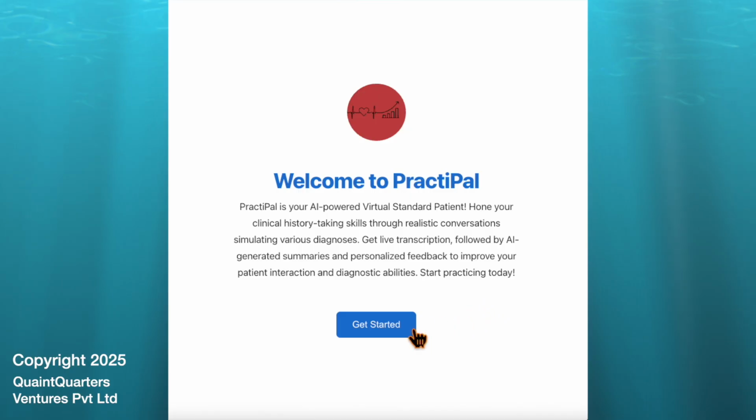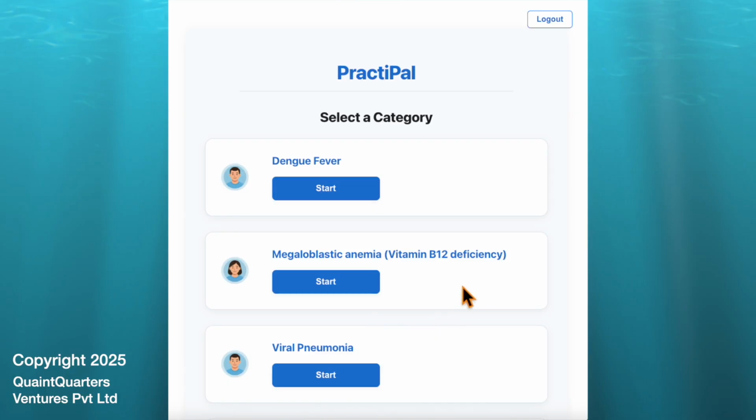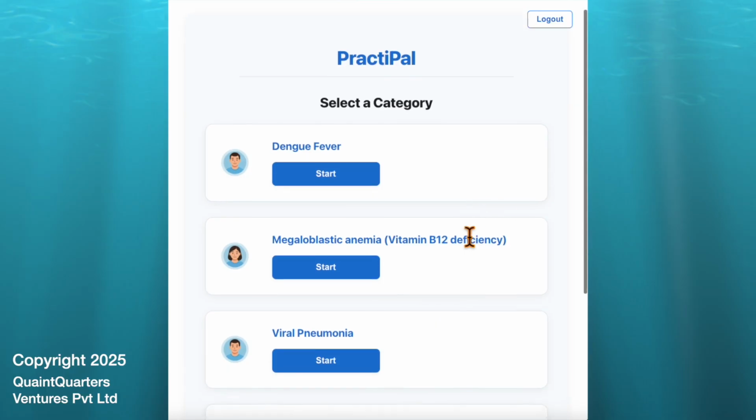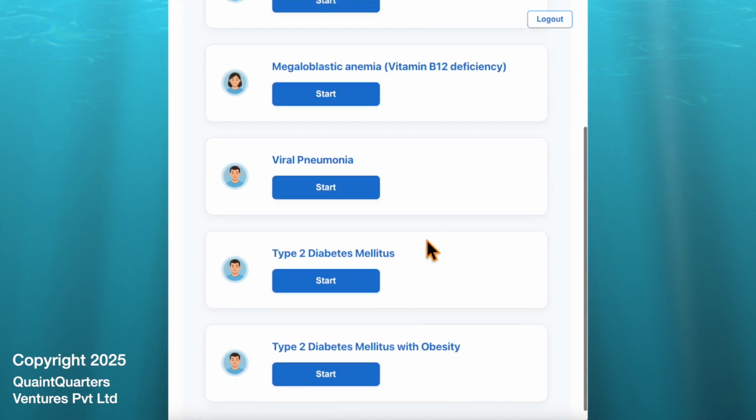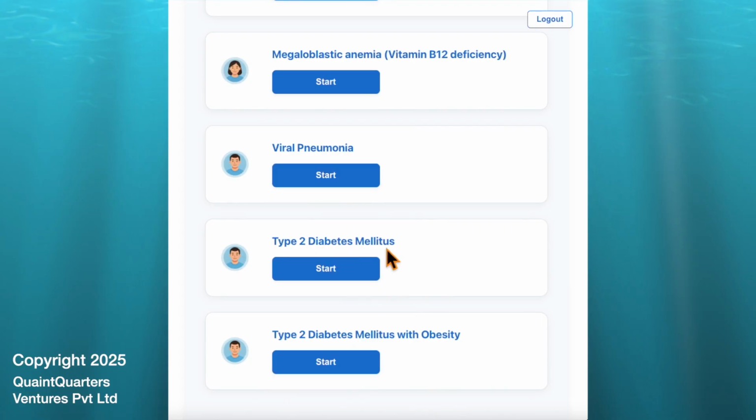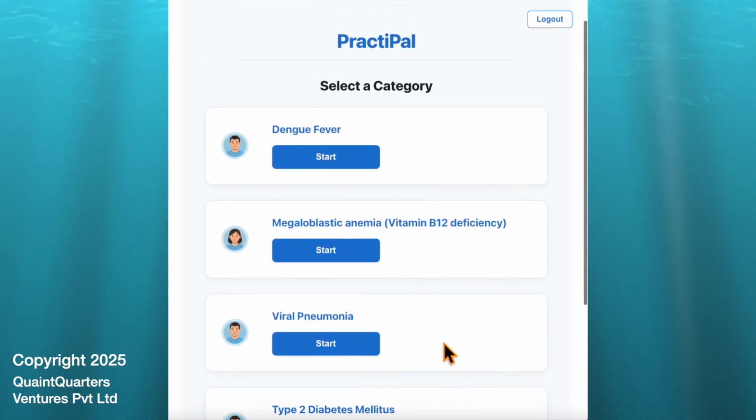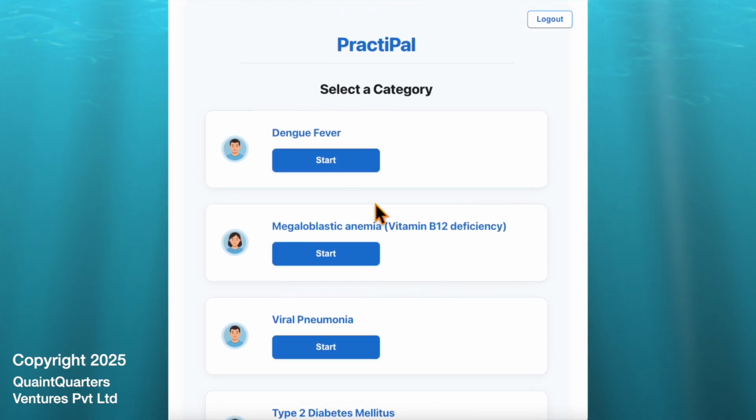So let's get started here. So I'm already logged in. So we have 5 sample patients here: a patient of dengue fever, a patient of megaloblastic anemia, a patient of viral pneumonia, type 2 diabetes without obesity, and type 2 diabetes with obesity. We are going to start with the patient of dengue fever.